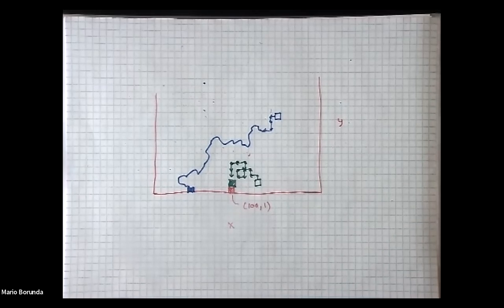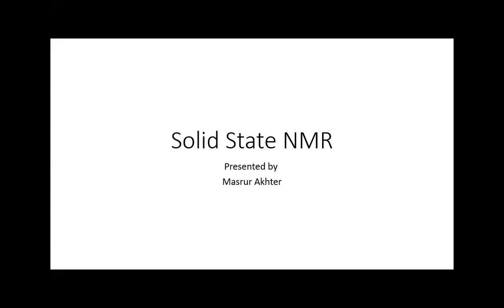All right, so who wants to go first? Come on over. Now we're going to do presentations. We have two for today. They're in downloads, right? There we go. Let me just start it. All right, so Masrur is going to tell us about solid state NMR. Here you go.